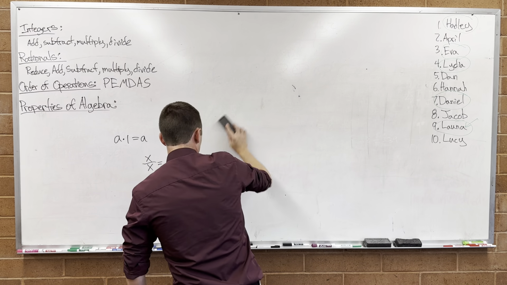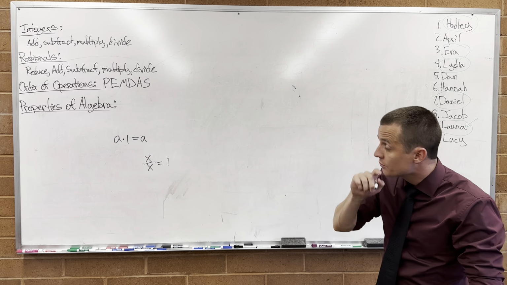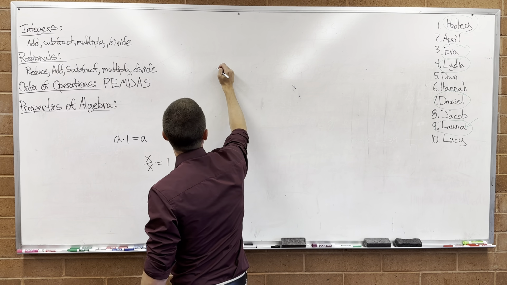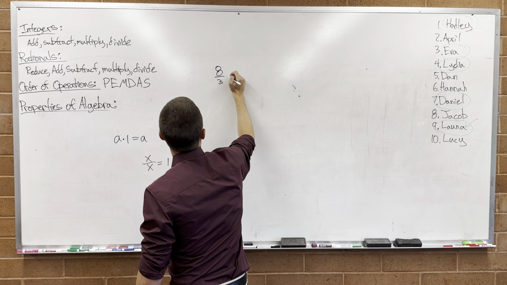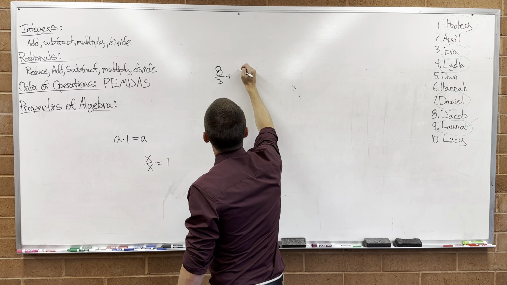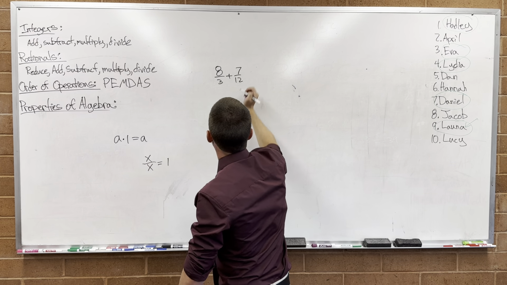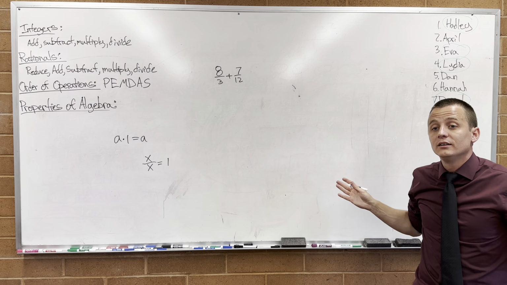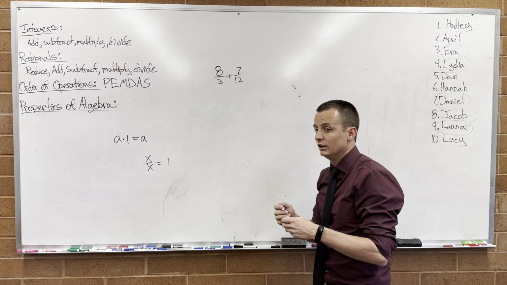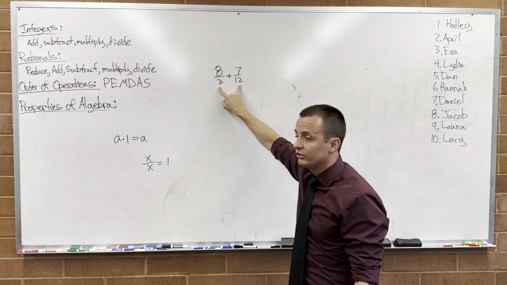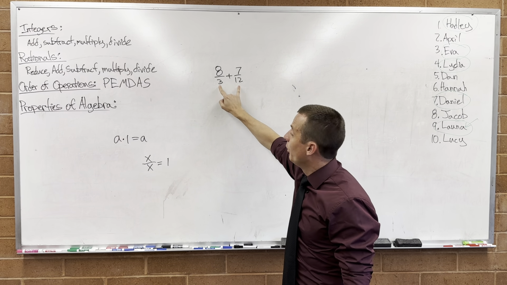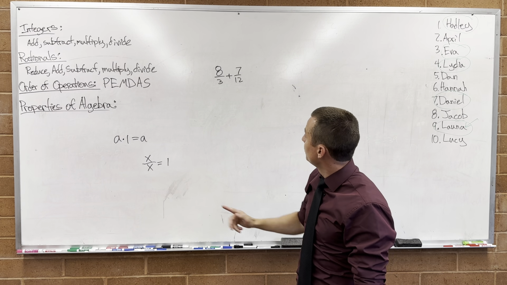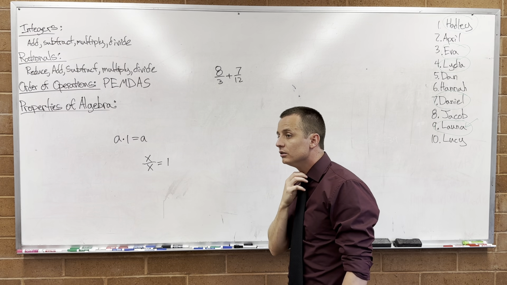Now, when we go to add a fraction, if I've got something like, I don't know, let's try and keep it easy for now. We'll do 8/3 plus 7/12. You gotta find a common divisor, a common denominator. You're looking for the least common multiple of these two numbers. I wanna find a number that 3 and 12 both go into. What's a number that 3 goes into and 12 also goes into?